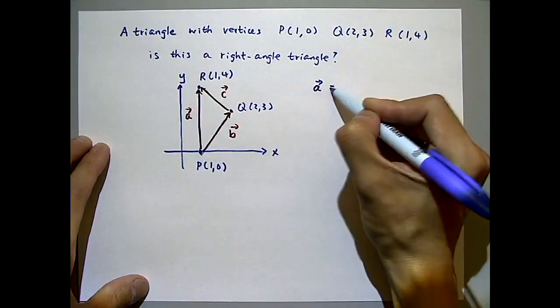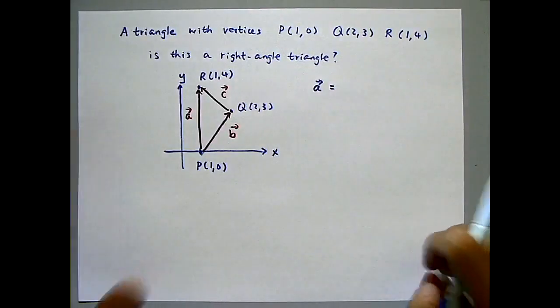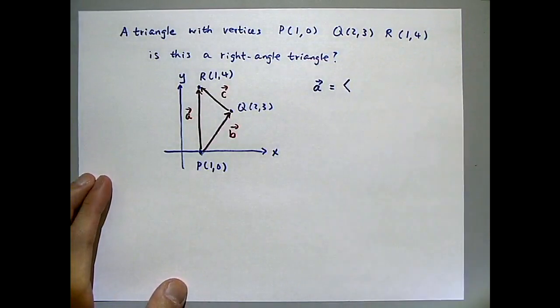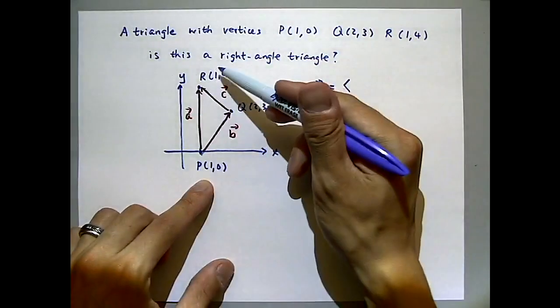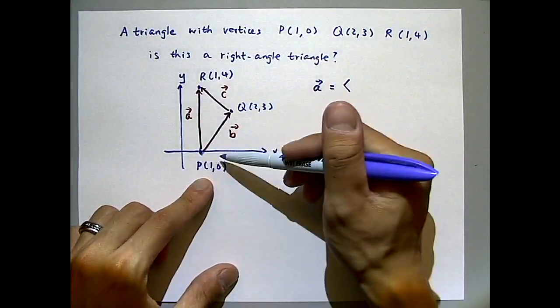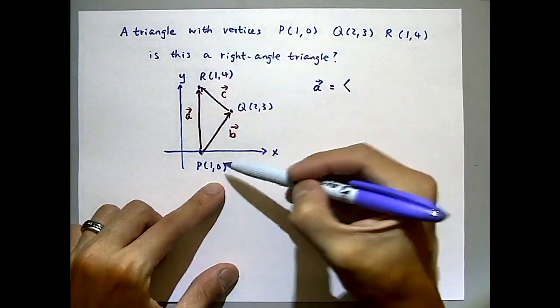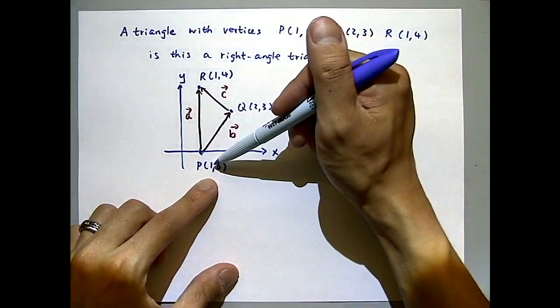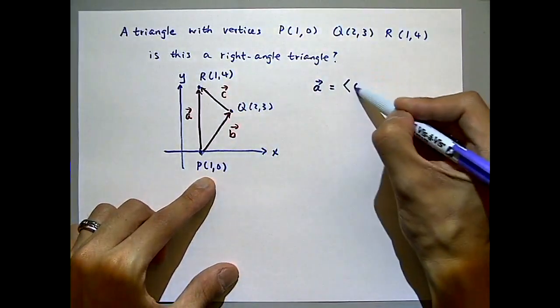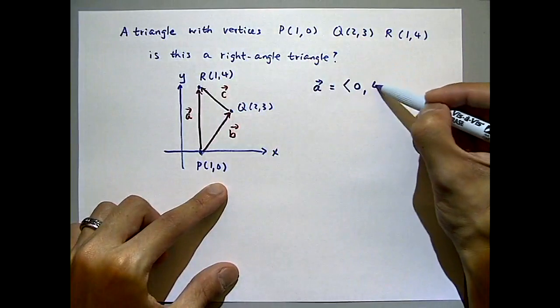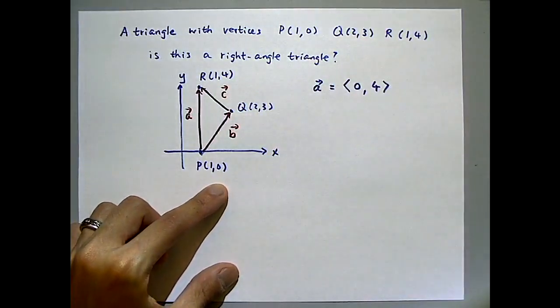How do I write the vector A going from P to R? 0i plus 4j, right? I'm not going any more to the right or to the left. I'm going up 4. So what you do is you take the destination x minus the original x, that's 0. Destination y minus the original y, and that's 4. The difference is how much you have to move.